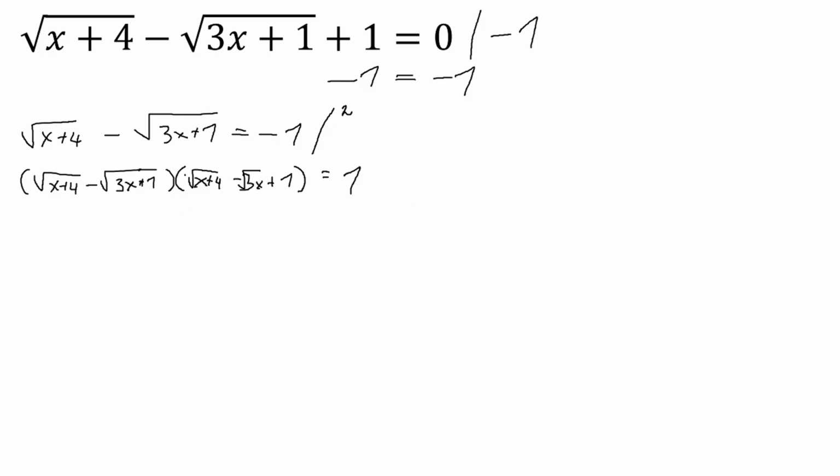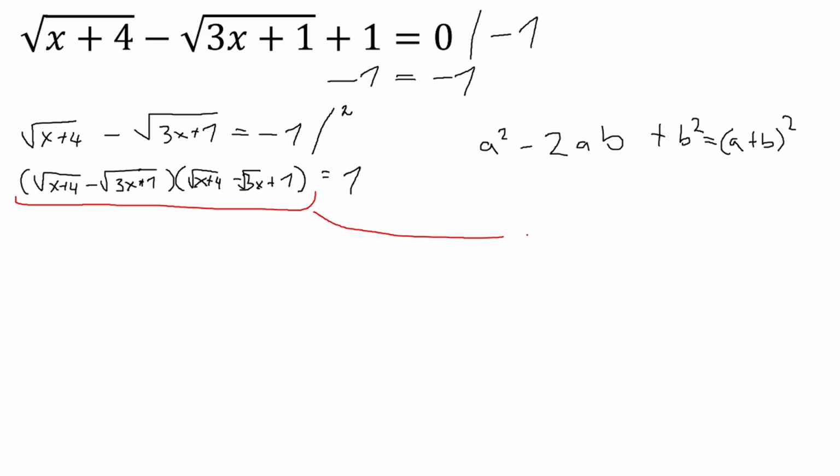Now, if we have two of these parentheses right here, you might remember, I've already made a video on this, that there's a certain formula, a to the power of 2 minus 2ab plus b to the power of 2 is equal to a minus b to the power of 2. So this left side of the equation is essentially the same as this. So what we're going to want to do is rewrite this left side as if it were this.